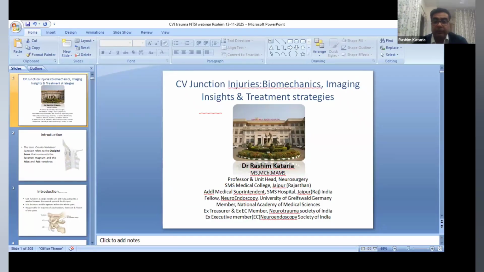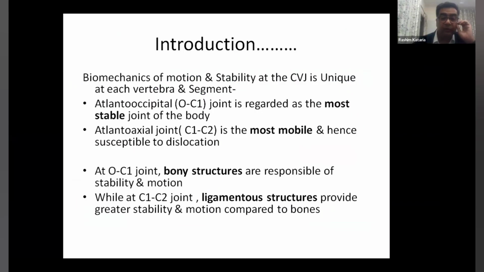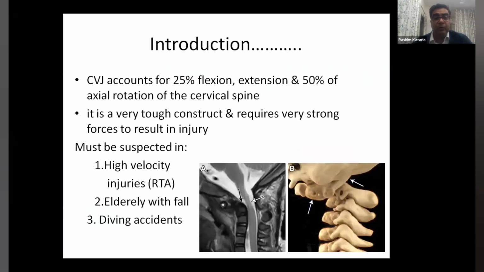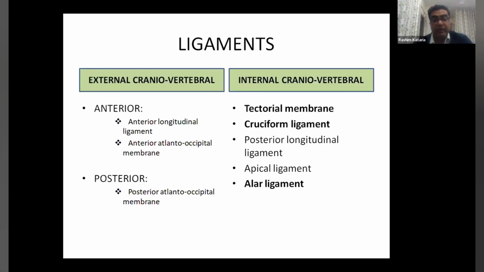This is very important. At the OC1 joint, the bony structures are responsible for stability and motion, but at the C1-C2 joint, the ligamentous structures provide greater stability and motion as compared to the bones. So the CVJ accounts for 25% of the flexion and extension and 50% of the axial rotation of the cervical spine. It is a very tough construct and requires very strong forces to result in injury. So it must be suspected in high velocity road traffic accidents, elderly with fall, and diving accidents.